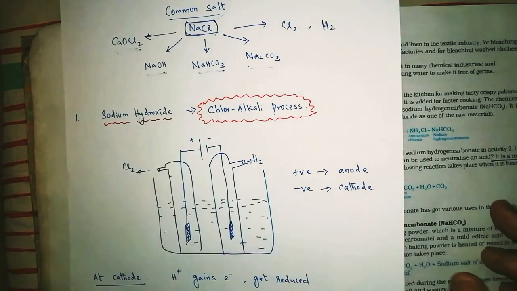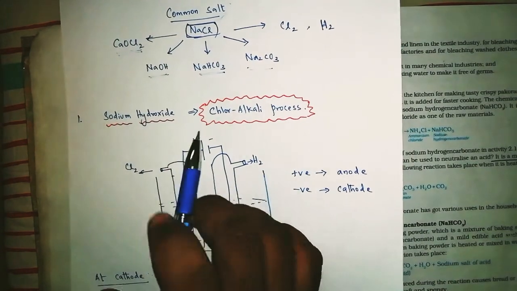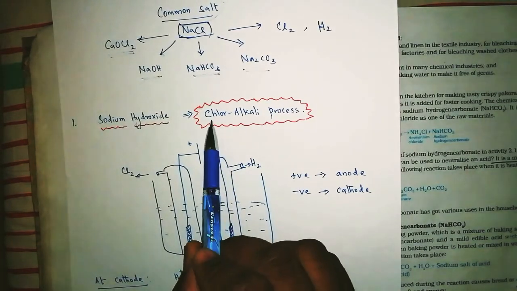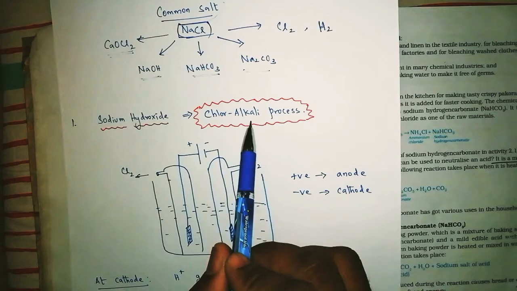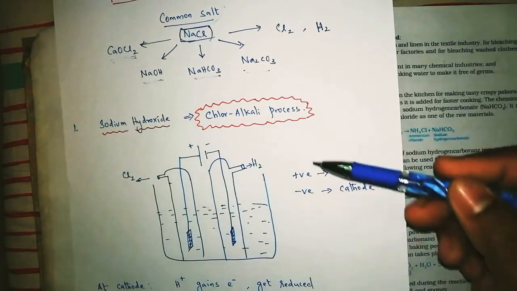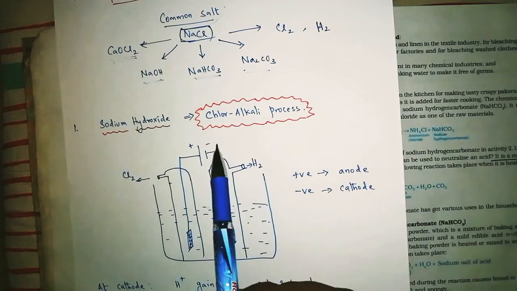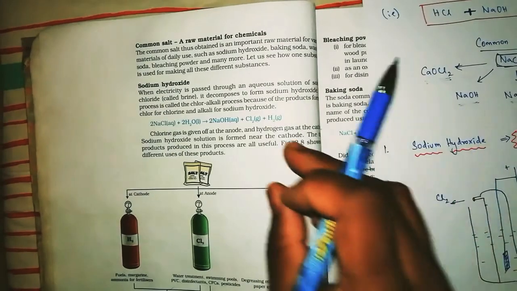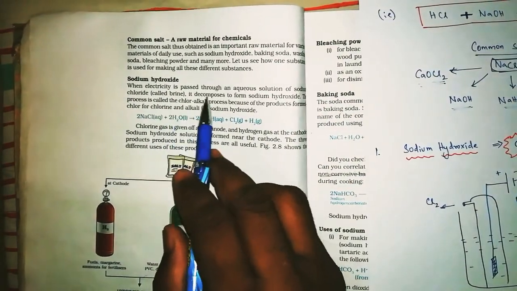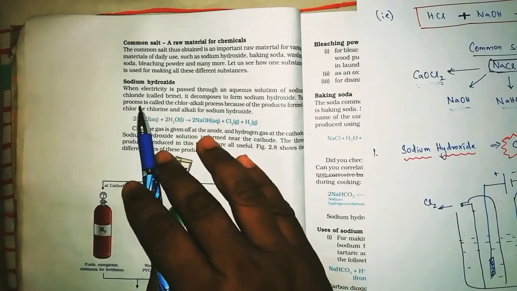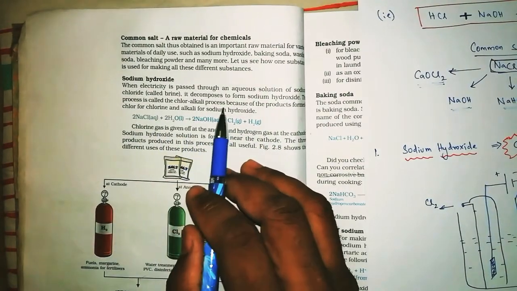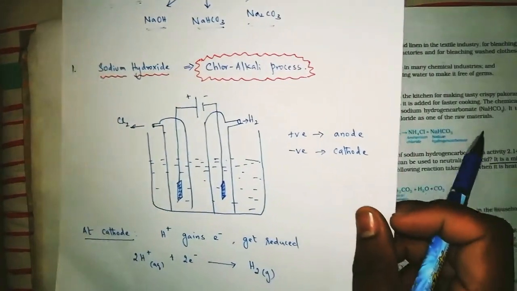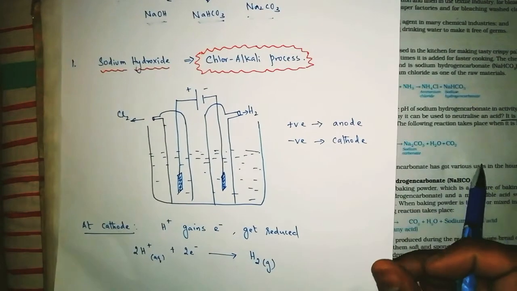The preparation of sodium hydroxide, the name of the process itself is the Chlor-Alkali process. Let me tell you why this process is named the Chlor-Alkali process at the end of this topic, because you will come to know the reason. Let's see what is written here. When electricity is passed through an aqueous solution of sodium chloride called brine, it decomposes to form sodium hydroxide. This is simply how it is given, but this is the process of how it forms.